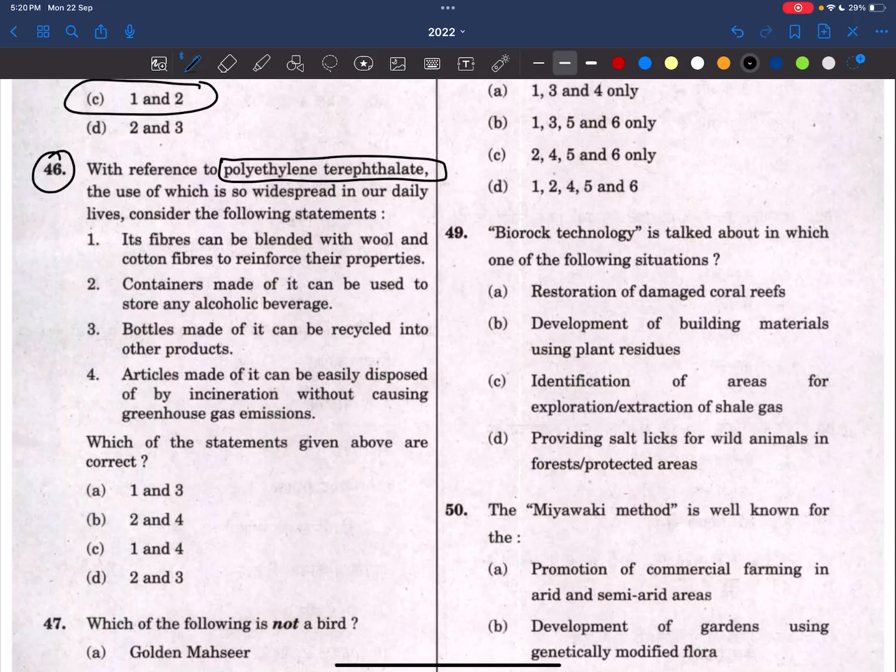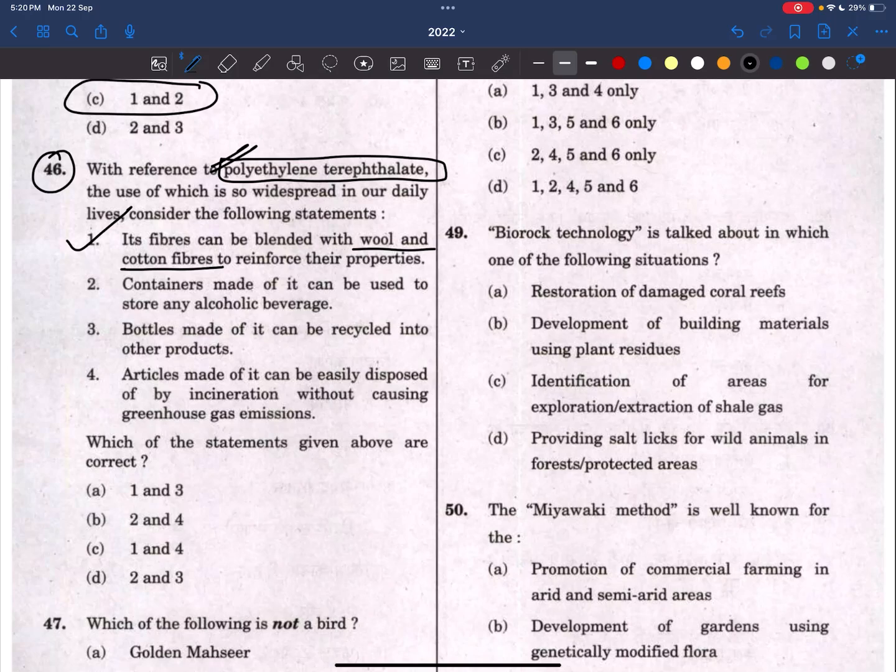Now, with reference to polyethylene terephthalate, the use of which is so widespread in our daily lives, consider the following statements. Okay, its fibers can be blended with wool and cotton fibers to reinforce their properties. Yes, this is true. See, this is nothing but a polymer-like thing. Okay, thermoplastic or all these things, let's set those aside. It is a polymer.